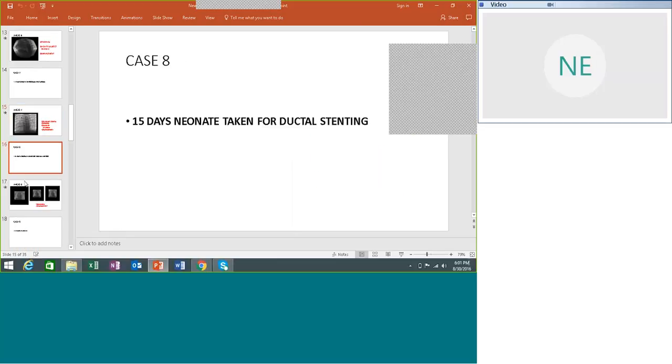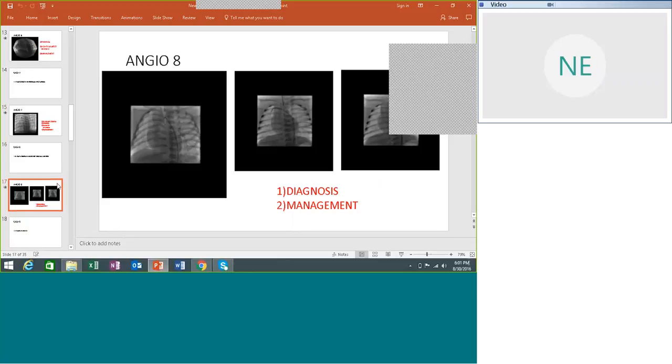15 days neonate taken for ductal stenting. Okay.